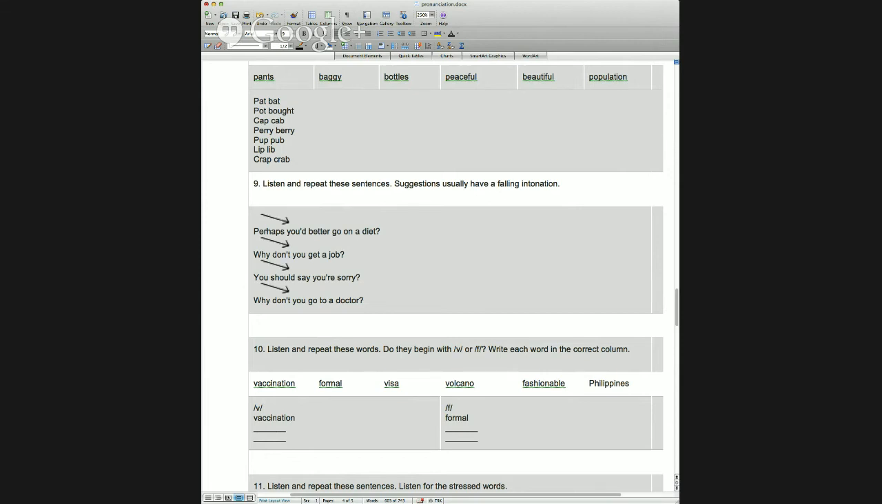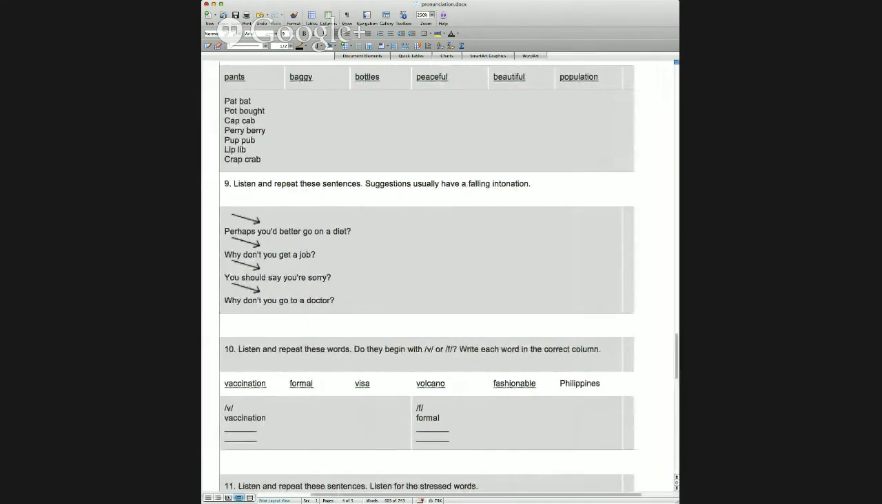Perry, berry. Pup, pub. Pub. Good. Really exaggerate the B sound at the end of the word. Pub. Good. Okay.